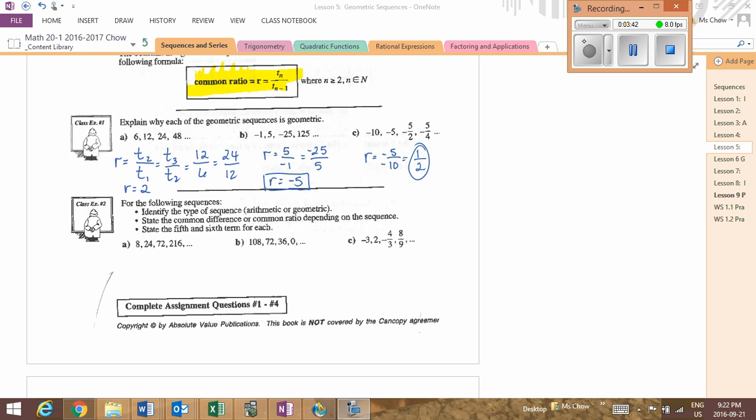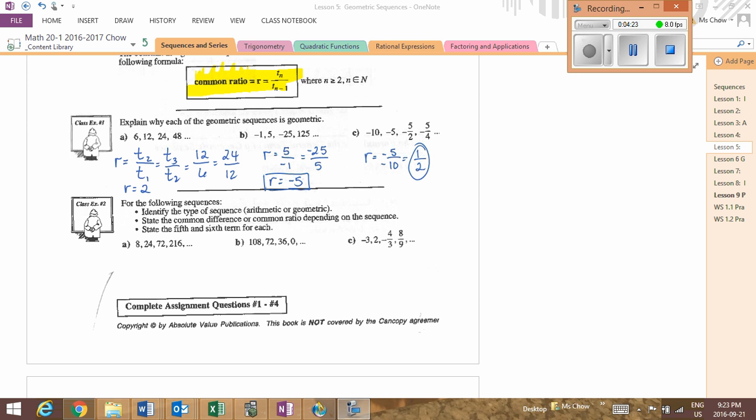In this case, we're seeing -10, -5, -5 halves, -5 quarters. Because the numbers are getting smaller each time, we recognize that the common ratio also has to be a value less than 1. In this case, we're looking at 1/2. -5 halves divided by -5 is probably not the easiest thing to figure out for some of you, but you could also test it. If we know that -5 divided by -10 is 1/2 or 0.5, then what's -5 times 1/2? Of course, it's -5 halves, and then again times 1/2 is -5 quarters.